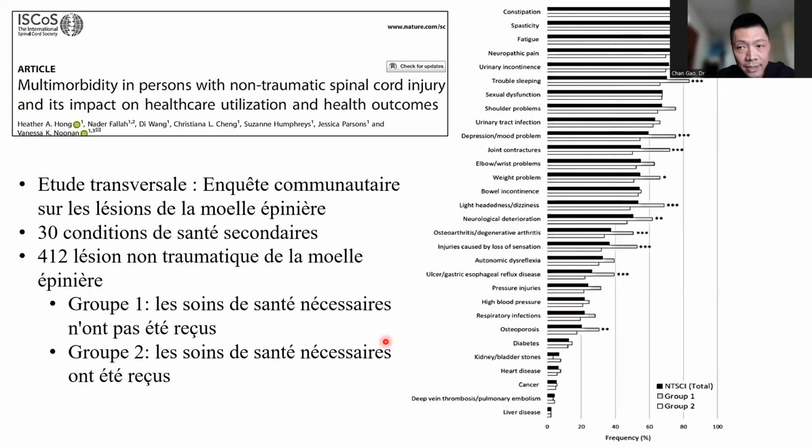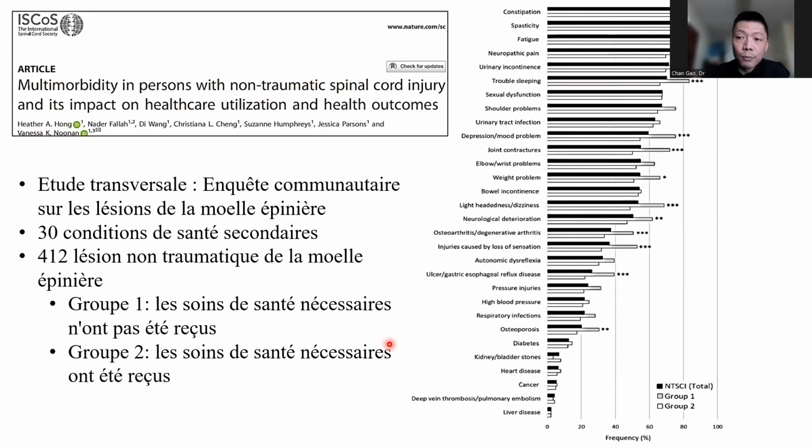This is another study, conducted in Canada. This study evaluated multimorbidity in non-traumatic spinal cord injury. Non-traumatic spinal cord injury can result from spinal cord stroke, autoimmune disease, infection, tumor resection, and so on. The data was extracted from a spinal cord community survey. The multimorbidity in this survey consists of 30 conditions. There were more than 400 participants enrolled in this study.